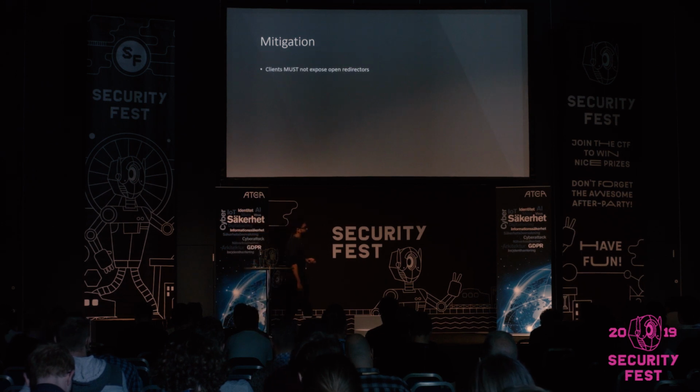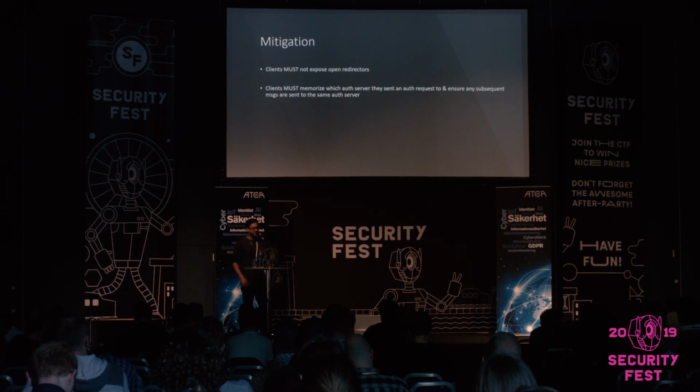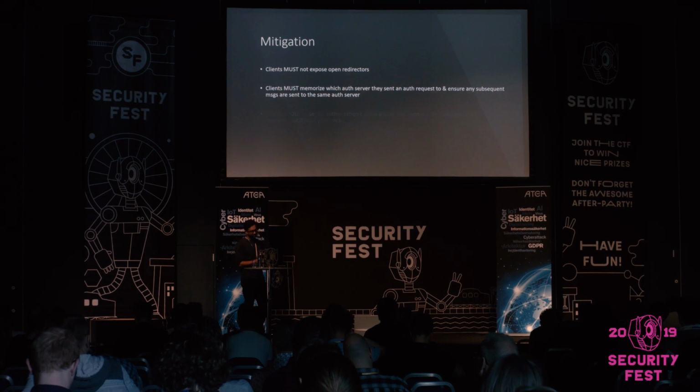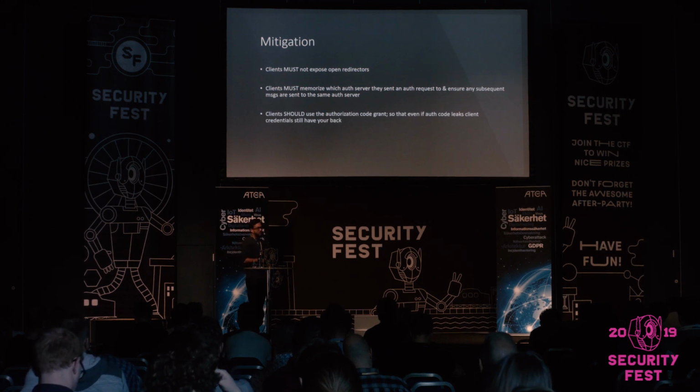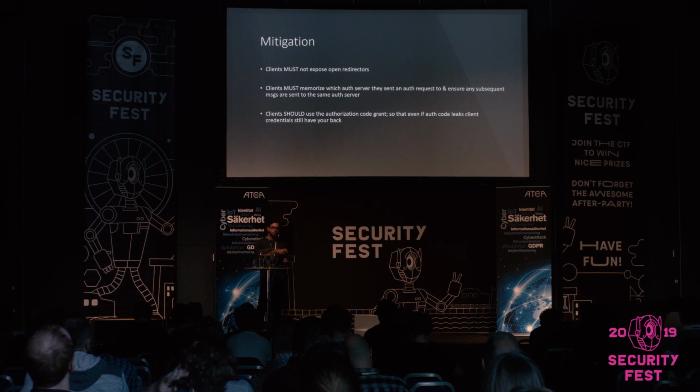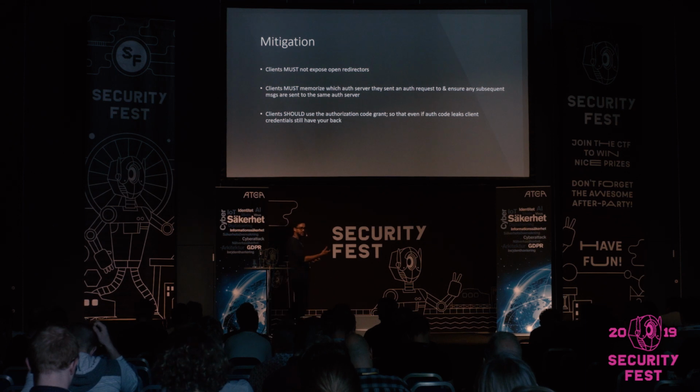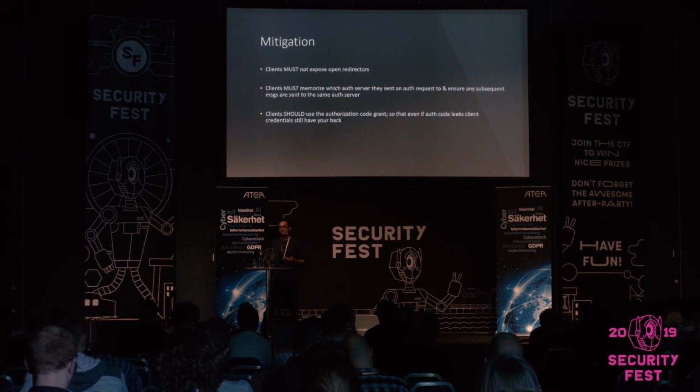So as a mitigation, clients must not expose open redirects. That's the best case. Clients must memorize which auth server they sent an auth request to and ensure that any subsequent requests go to the same authorization server. Clients should use ACG, which is the Auth Code grant flow, so that even if the auth code gets leaked, there is still a need of the client secret to be present in the next request. So the attacker who gets it needs to know the client secret to exchange that auth code for an access token.